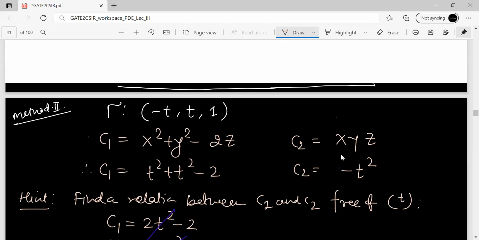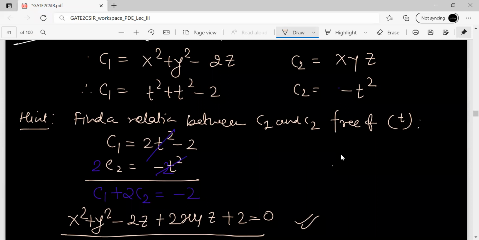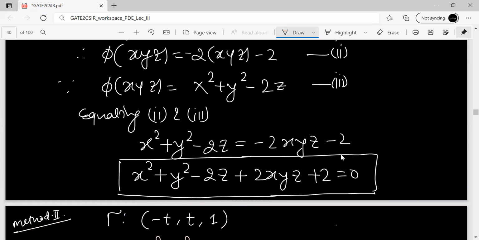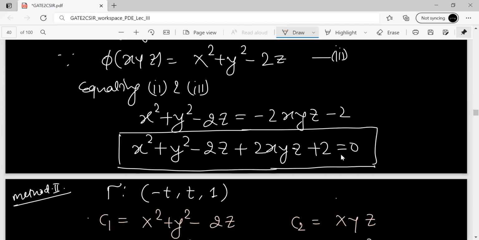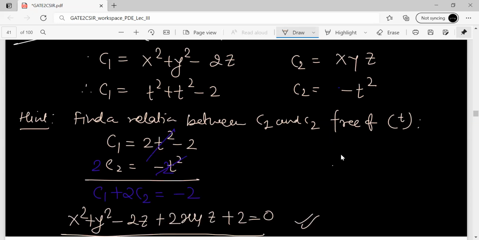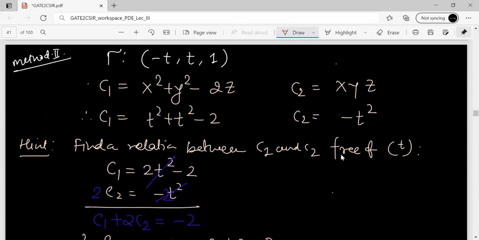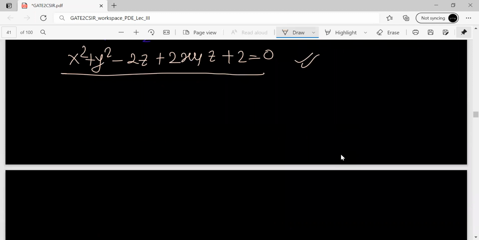So there are two methods. In fact, this one is quite easy, but not every time you can find out the relation between C1 and C2. So that's why I've given one more method, and this method is universal. You can use this method to solve any particular problem, but solving the problem by this method will invite some troubles later on. If you don't get a relation between C1 and C2, then what? So it is better to go by this method, but still you can work with this, no issues. I hope you got the idea to find out an integral surface.